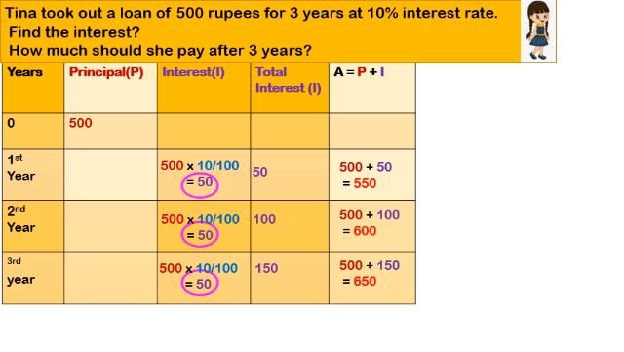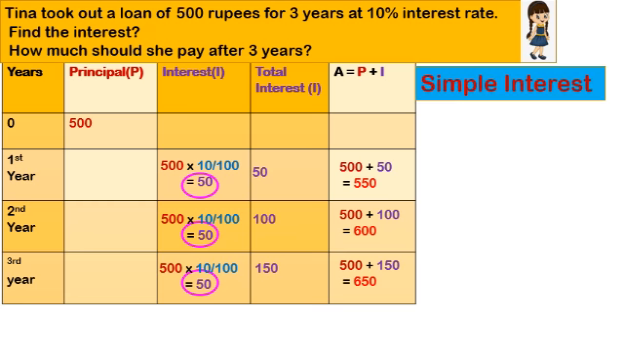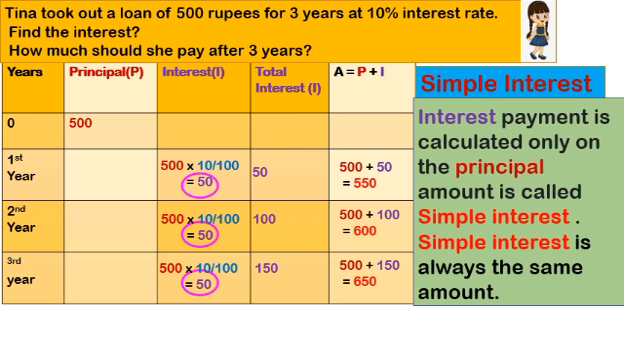I think it's clear now. Each year 50 rupees interest is added with the principal amount. Every year interest amount is based on the original principal only. Interest calculated this way is called simple interest. So we can say interest payment calculated only on the principal amount is called simple interest. And you can see simple interest is always the same amount.